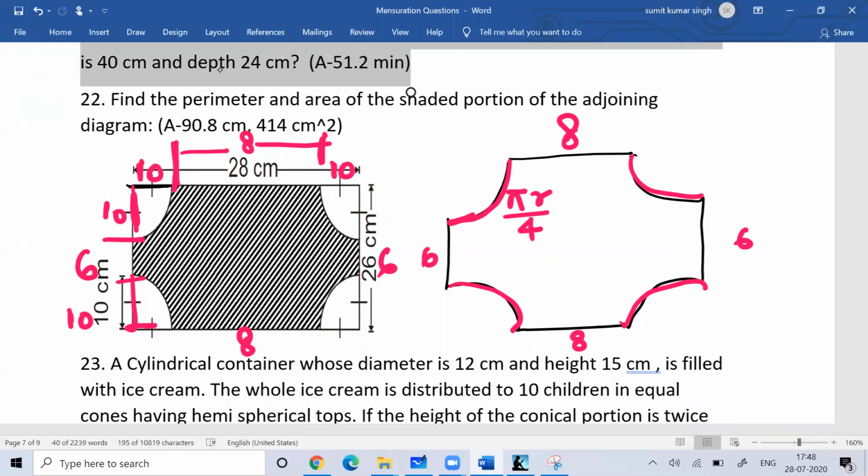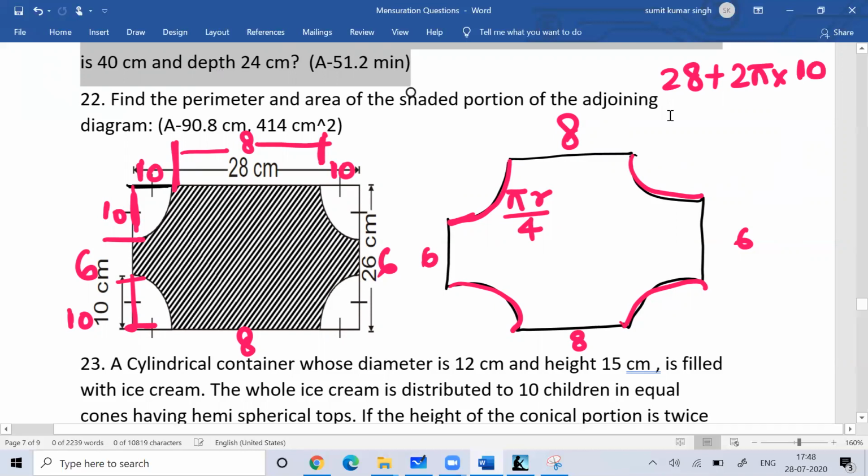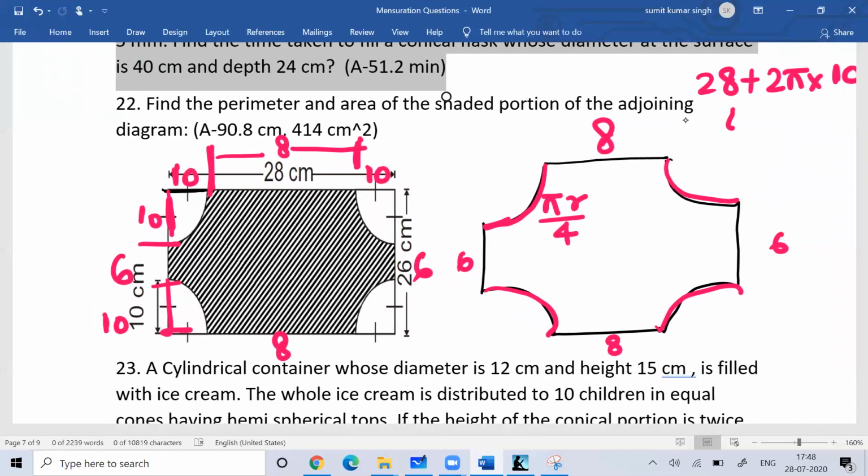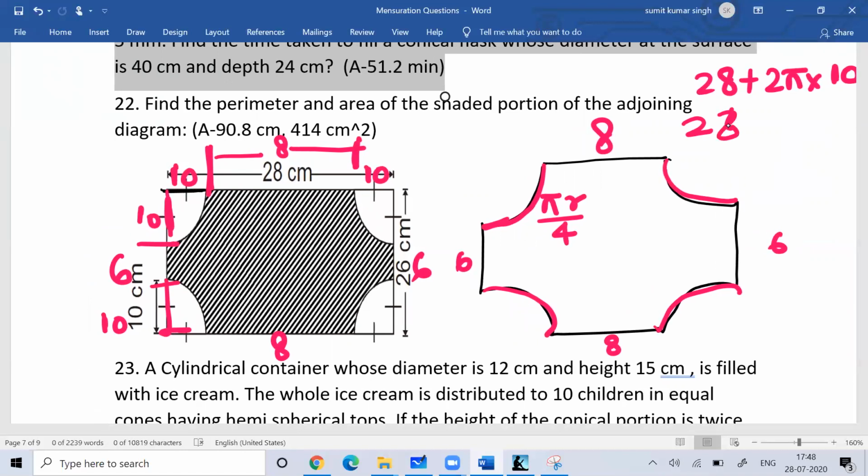So the perimeter is 8 plus 8, 16. 16 plus 6, 22. 22 plus 6, 28. So the perimeter is 28 plus 2 pi r, the circumference of the circle. Because four quadrants, you understand, no? The one fourth of the length, if you add, you will get a circle. That is 2 pi r, 2 into pi, and r is 10. So this is 28 plus 20 pi. That is the perimeter.